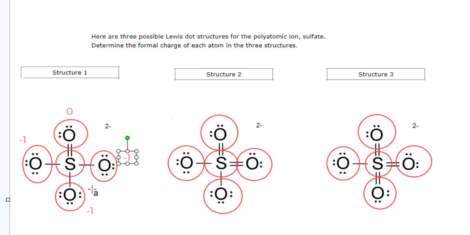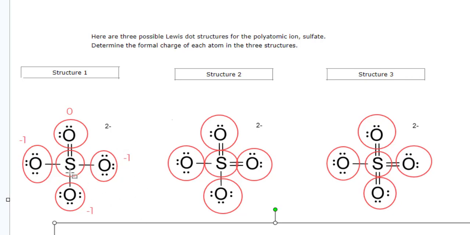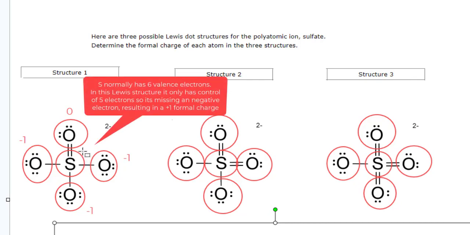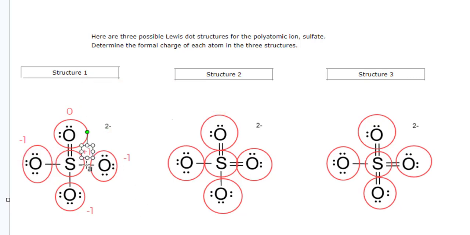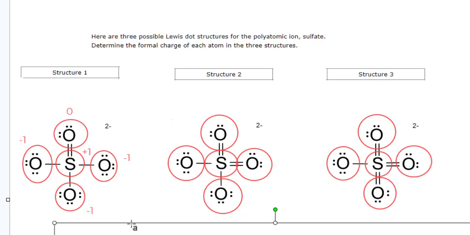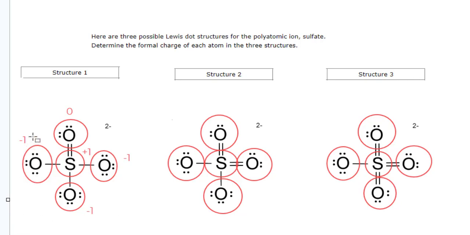So let's see what this sulfur is all about. This sulfur has 1, 2, 3, 4, 5 electrons under control. It's missing an electron. So our sulfur gets a formal charge of +1, which we'll put in right here. And with formal charges, we can see -1, -1, -1, -3, and a +1 gives us our -2. So we did our formal charges correctly, but this is not a nice formal charge arrangement. We've got charges all over the place, so I would not consider this one to be pretty good.